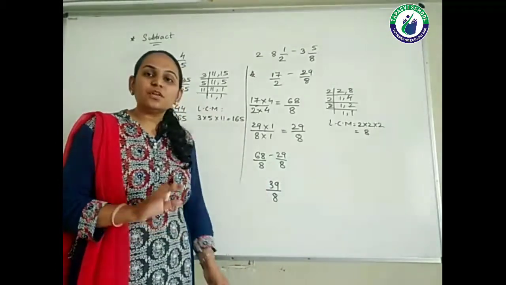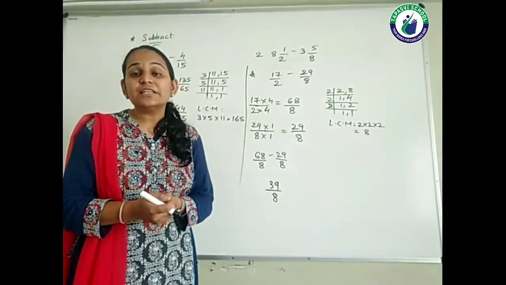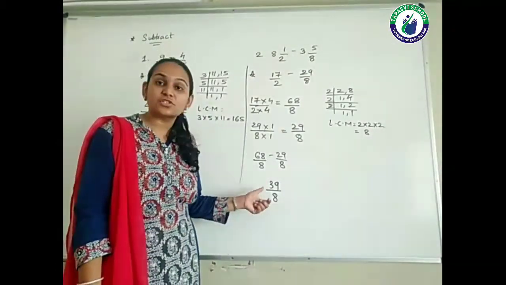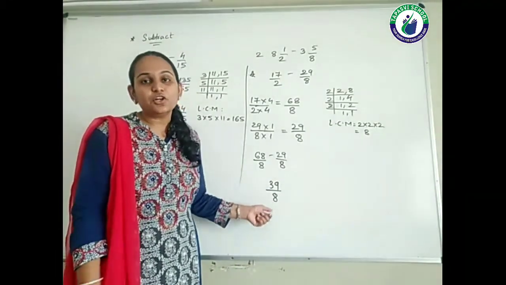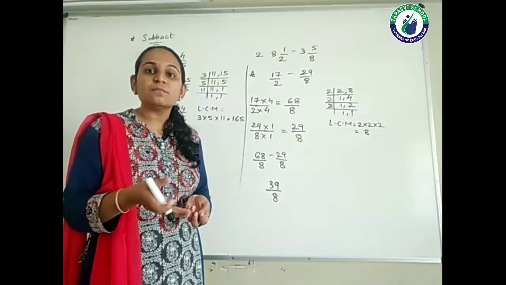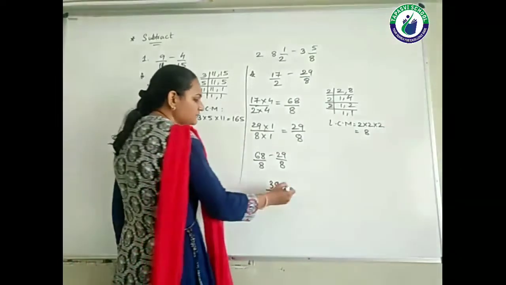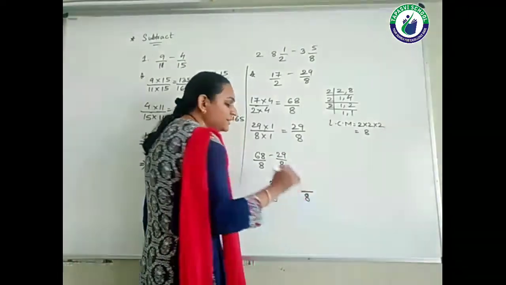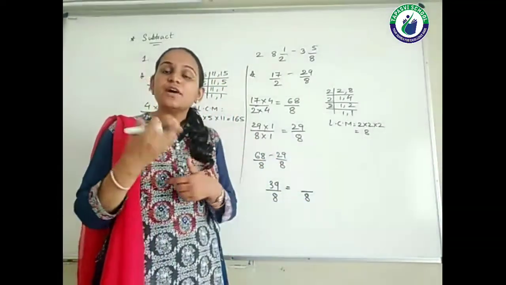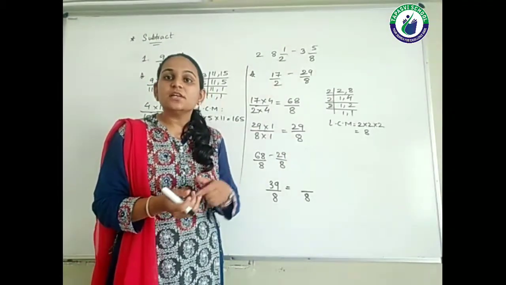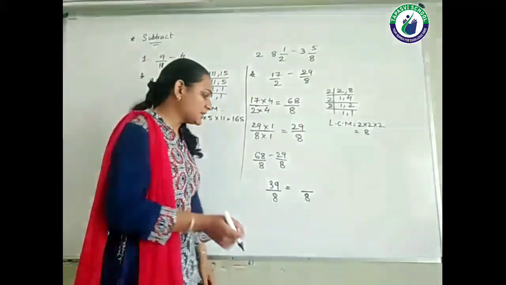Now what are we supposed to do? We need to convert it into a mixed fraction. The reason is, students, this is an improper fraction. See, your numerator is greater than your denominator. So we need to convert this into a mixed fraction. I have already taught you how to find the mixed fraction in the previous sums.